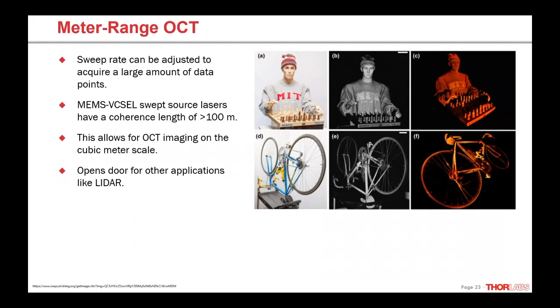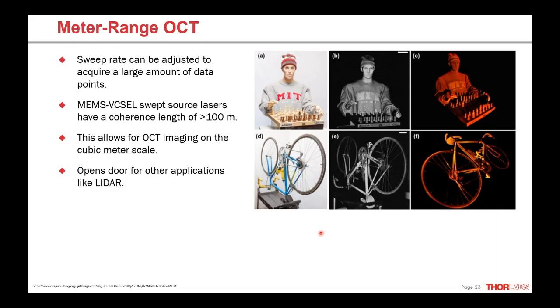As Dierck mentioned in his part, the depth in swept source OCT depends just on how many data points can be acquired during one sweep. And by increasing the speed of the data acquisition or by slowing down the sweep rate of the laser, you can achieve a larger imaging depth. Combined with a large coherence length, for example, of the Thorlabs MEMS pixel swept source laser, this allows for OCT imaging even on the cubic meter range.